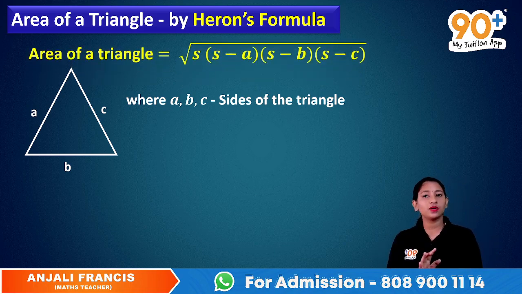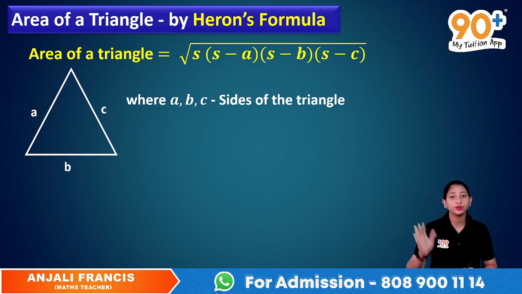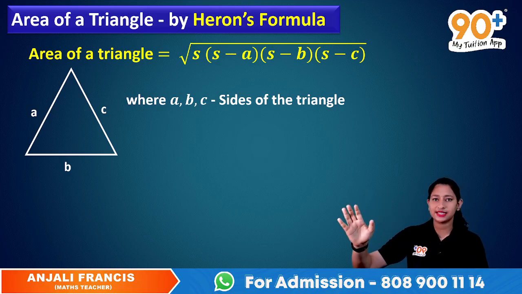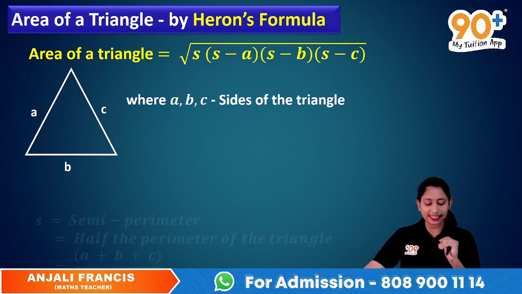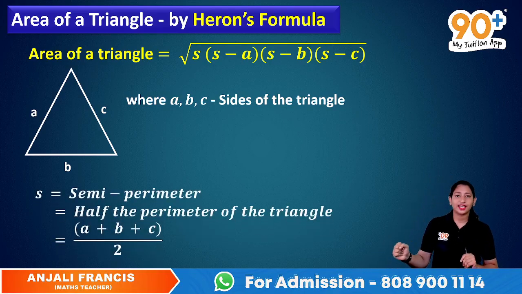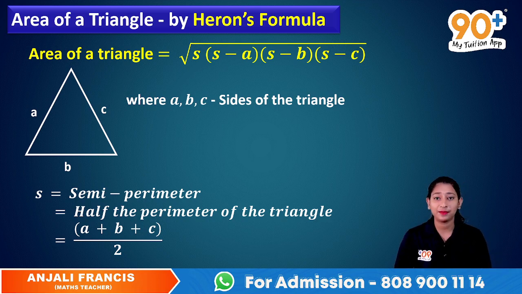The equation goes: area of triangle is equal to root of s into s minus a into s minus b into s minus c. What do you mean by s? എന്താണ് s എന്ന് പറഞ്ഞിട്ടുണ്ടെങ്കിൽ, s എന്ന് പറയുന്നത് semi perimeter of the triangle.